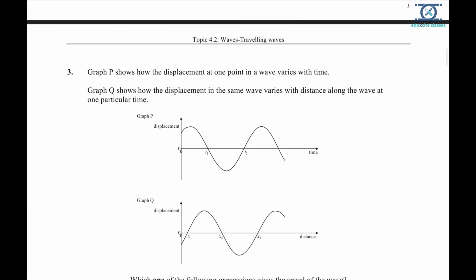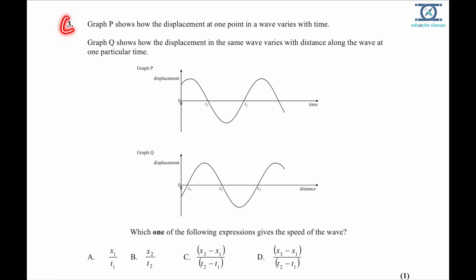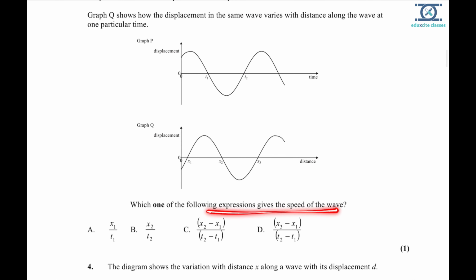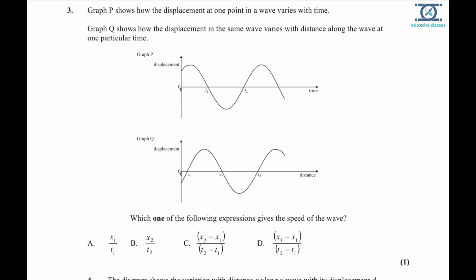Okay. Now question number 3. The graph P shows how the displacement varies with respect to time, and the graph Q shows how the displacement of the same wave varies along the distance. Which one of the following expressions gives the speed of the wave? Now we know that speed of the wave is V equals F lambda. Now F we know is 1 upon time period. So time period cannot be a single value, it has to be a range. So A and B are incorrect.